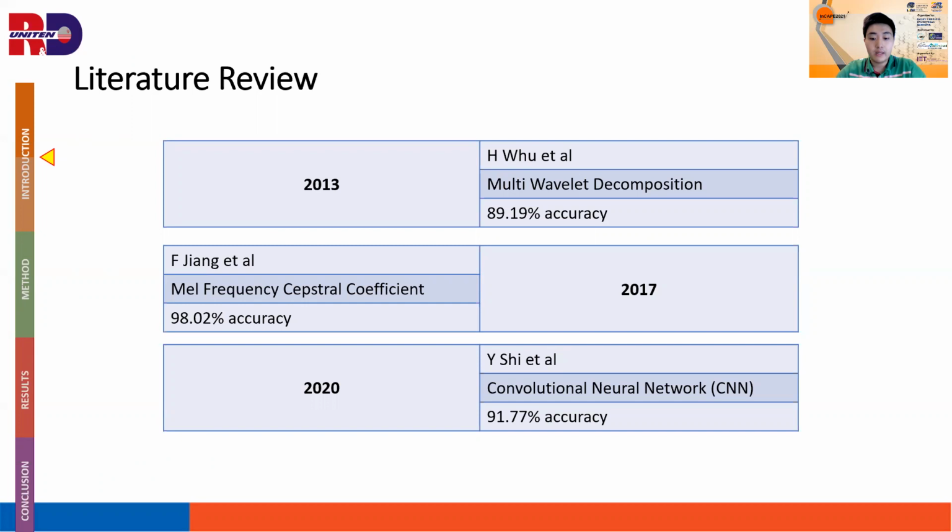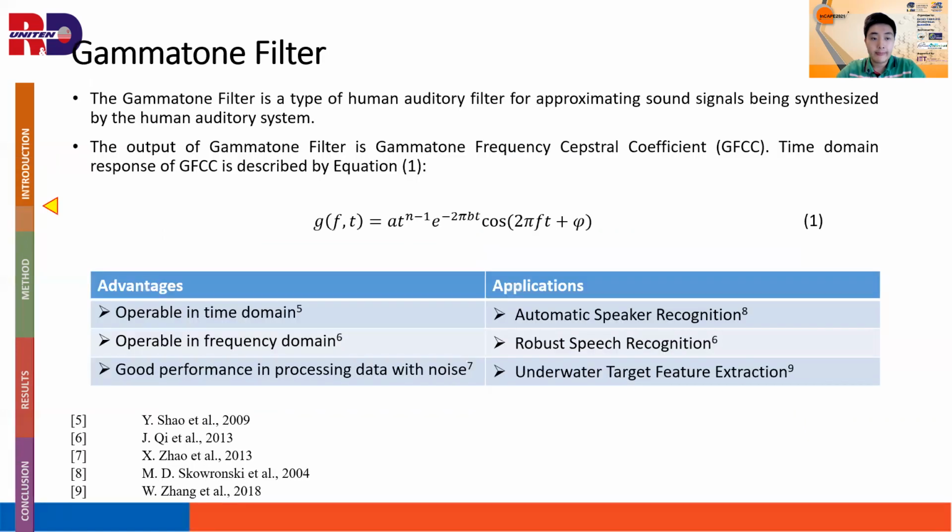In 2017, F. et al. implemented the Mel frequency cepstral coefficient. The MFCC is a typical signal processing method which approximates the human auditory system to extract relevant information from the phase OTDR data. 98.02% accuracy was achieved. In 2020, Shi et al. proposed a small-scale convolutional neural network (CNN) model. The CNN model was used to extract features from the temporal-spatial domain and was successful with an accuracy result of 91.77%. In this work, we propose the Hamilton filter as the feature extraction technique.